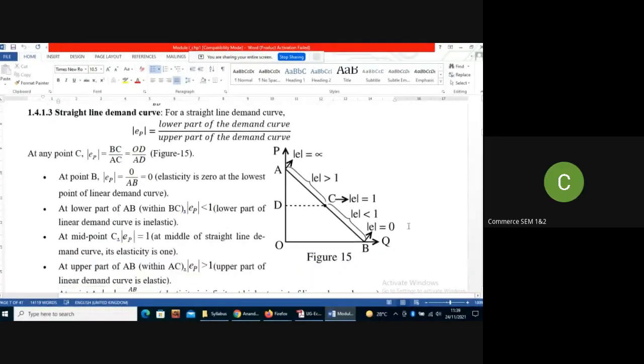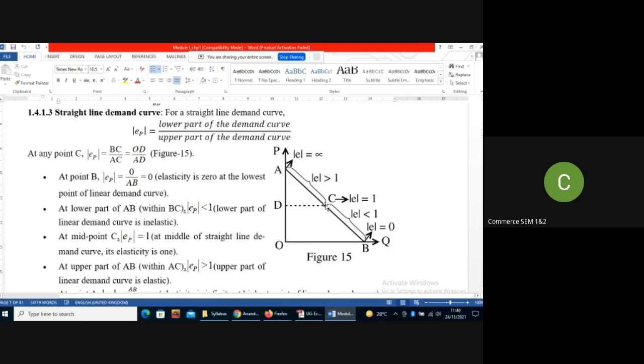I'm saying that if the demand curve is a straight line demand curve like this AB, okay, this is a straight line demand curve, then at any point on the demand curve, the absolute value of the elasticity is equal to the lower part of the demand curve divided by the upper part of the demand curve. So for the point C, what is the lower part of the demand curve?